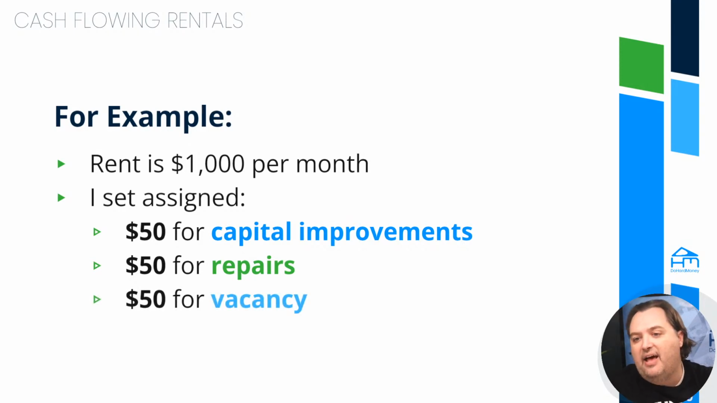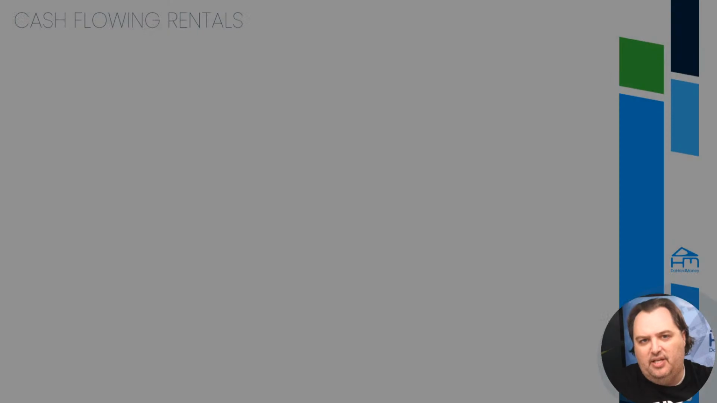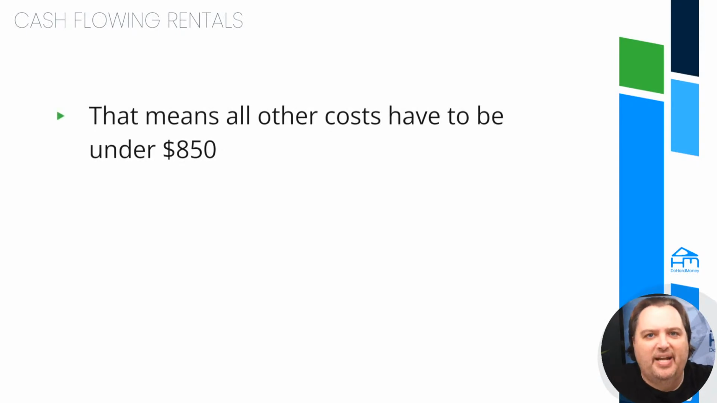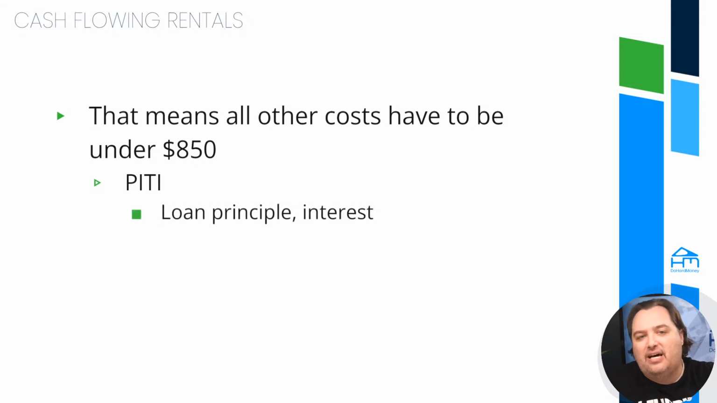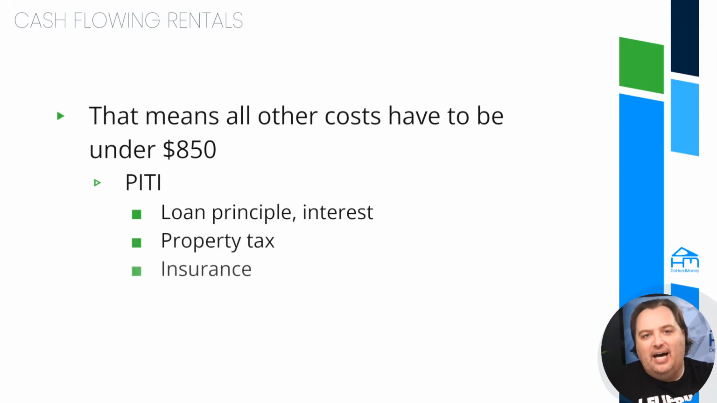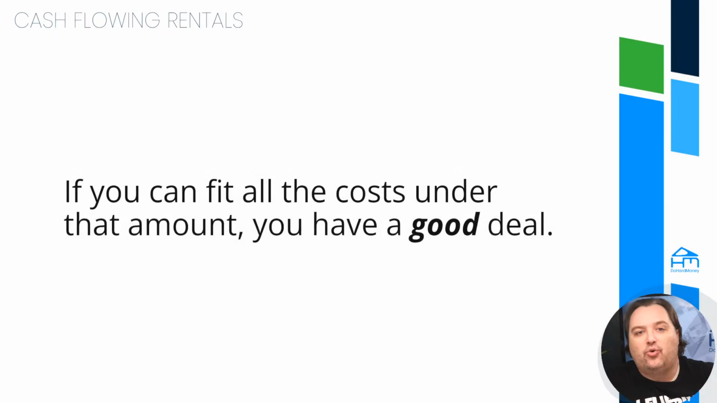And I also set aside $50 per month for vacancy. I usually don't use the money for vacancy, and I'll show you why here in just a minute. So that means all my other costs have to be less than $850, okay? So that means my PITI has to be under $850. That's my loan, my principal, my interest, and my taxes all have to be under that $850. If it's not, then it's not a good rental property.